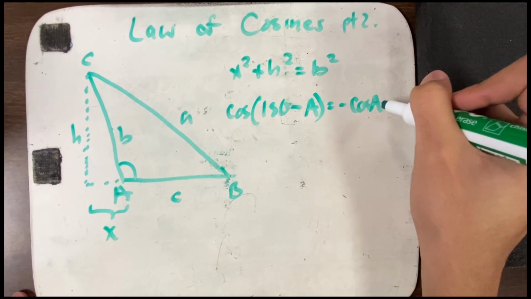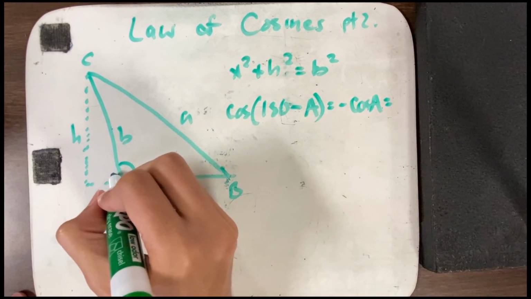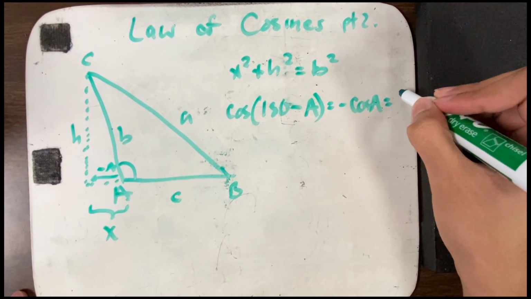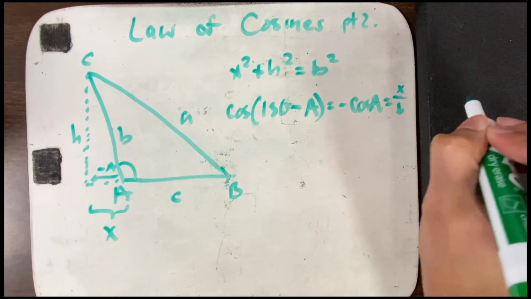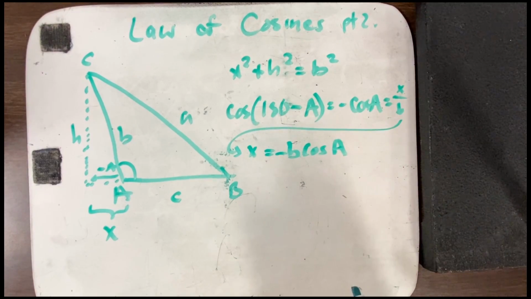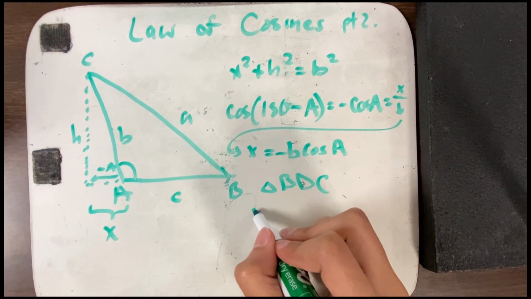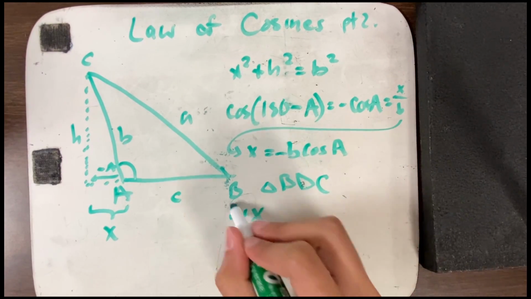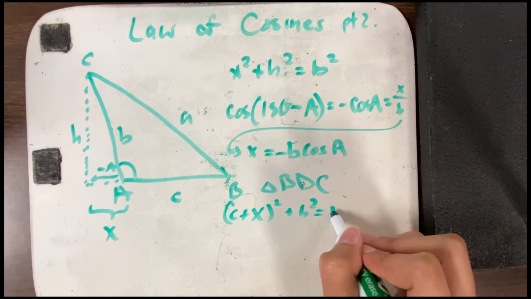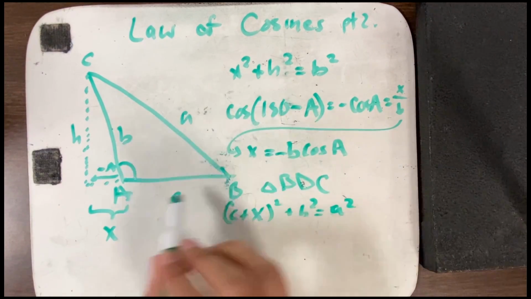And then, instead of cosine A, we're going to do cosine 180 minus A, which is equal to negative cosine A, to get that negative cosine A equals x over b, right? This is very familiar, it should be. And solving for x, we get that x equals negative b cosine A. Now we're going to look at triangle BDC. Oh yeah, I forgot to label, but there should be a point D. We're going to do triangle BDC, and we're going to see that c plus x squared plus h squared equals a squared. I'm labeling it right now, don't worry.